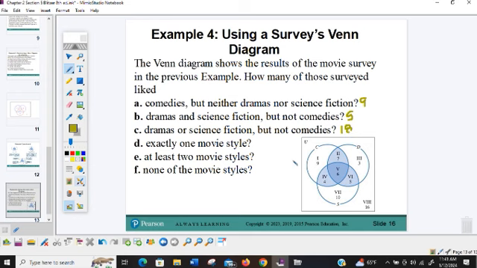How many people like exactly one movie style? 9 here, 3 here, and 10 here. So that's going to add to 22. And sorry, my 2 looks terrible there. At least 2 movie styles. At least, so that means 2 or 3. So that's going to be all of these right here. We're going to add that up, and that also adds to 22. And how many like none of the movie styles? Well, that would be the 16 down here.